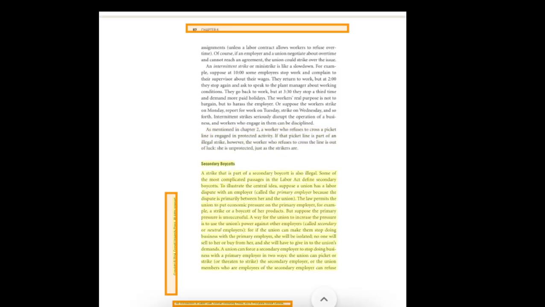Secondary boycotts. A strike that is part of a secondary boycott is also illegal. Some of the most complicated passages in the Labor Act define secondary boycotts. To illustrate the central idea, suppose a union has a labor dispute with an employer, called the primary employer because the dispute is primarily between her and the union. The law permits the union to put economic pressure on the primary employer, for example, a strike or a boycott of her products. But suppose the primary pressure is unsuccessful.